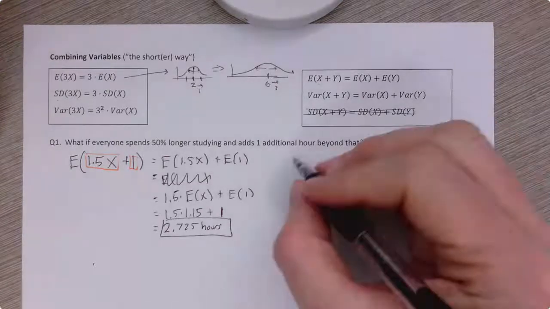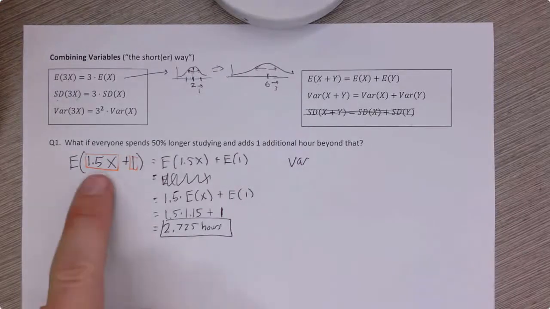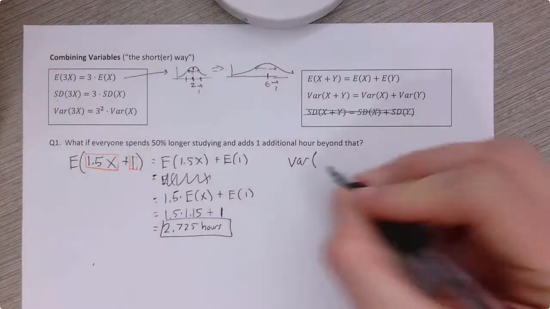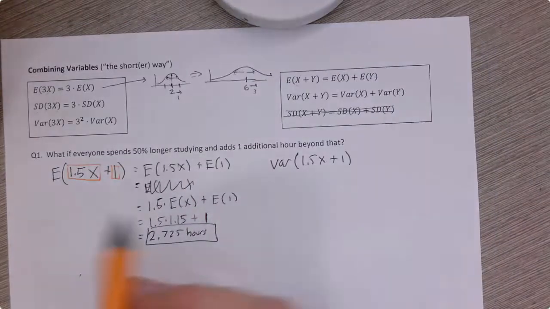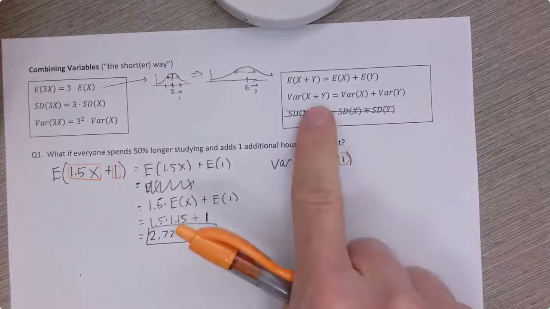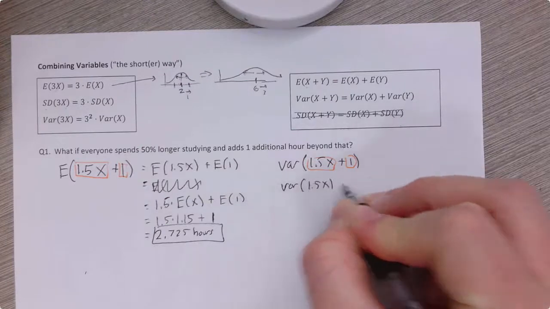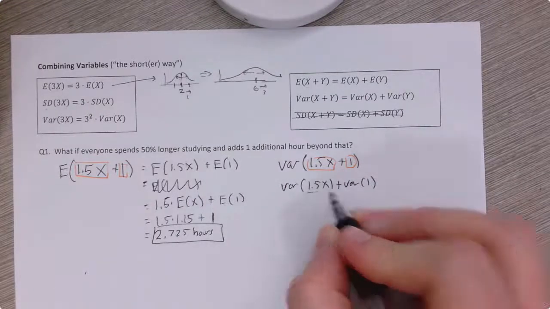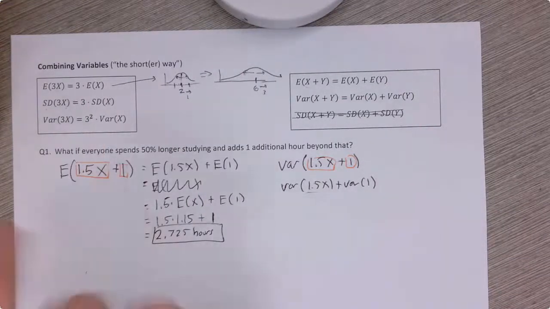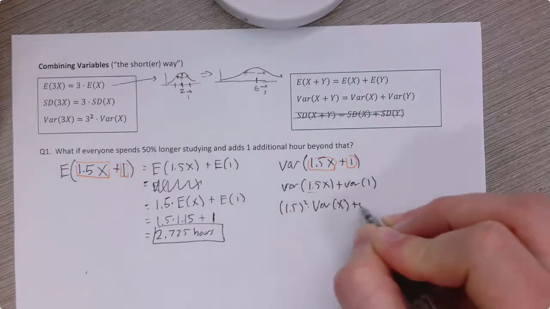All right, let's do variance. What if I want to know the spread of the study times if this is all of the outcomes that might happen? So again, let's say the variance of 1.5x plus 1, and let's use our rules again. Just like on this other side, I've got the variance of two things, so I can use this equation and split them apart. So that should be equal to the variance of 1.5x plus the variance of 1. Here I can use the rule where I pull this to the outside, except when I pull it to the outside, I've got to square it. So I've got 1.5 squared times the variance of x plus the variance of 1.